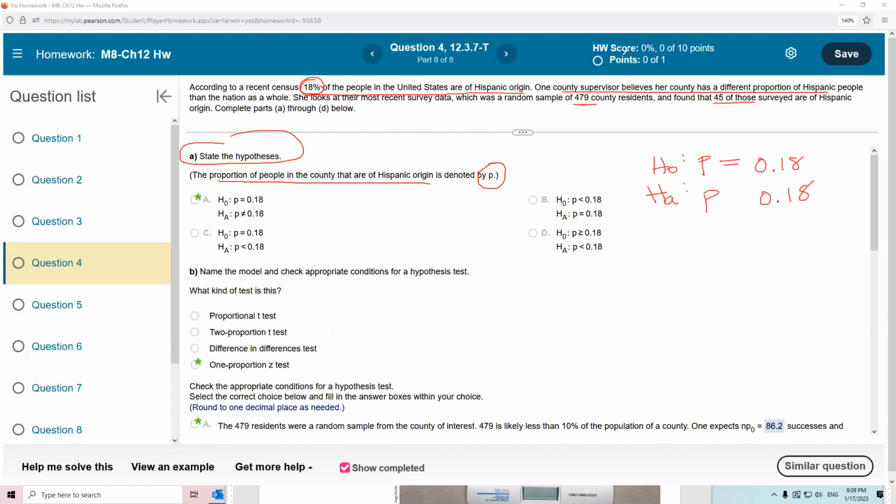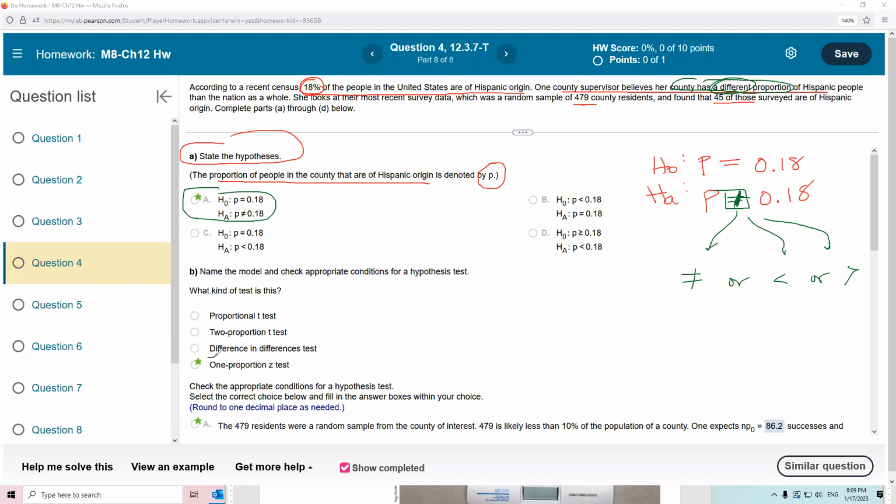But what I have to figure out now is, what math symbol should I put here? I have a choice of either a not equals, or a less than, or a greater than. Well, I'm going to go to the wording of the problem, and I'm noticing this supervisor thinks her county is different. Well, the word different implies not equals. So I'm going to make this a not equal symbol here for the alternative. And that's answer A for this multiple choice question.